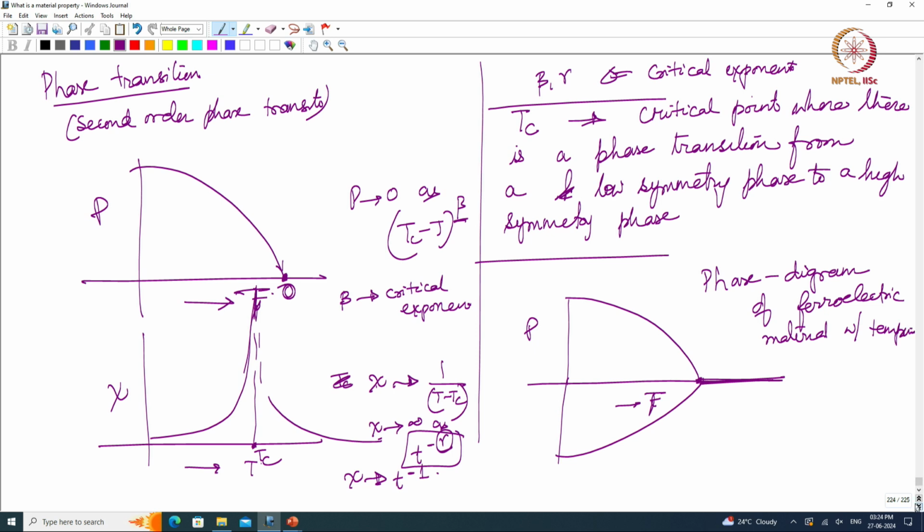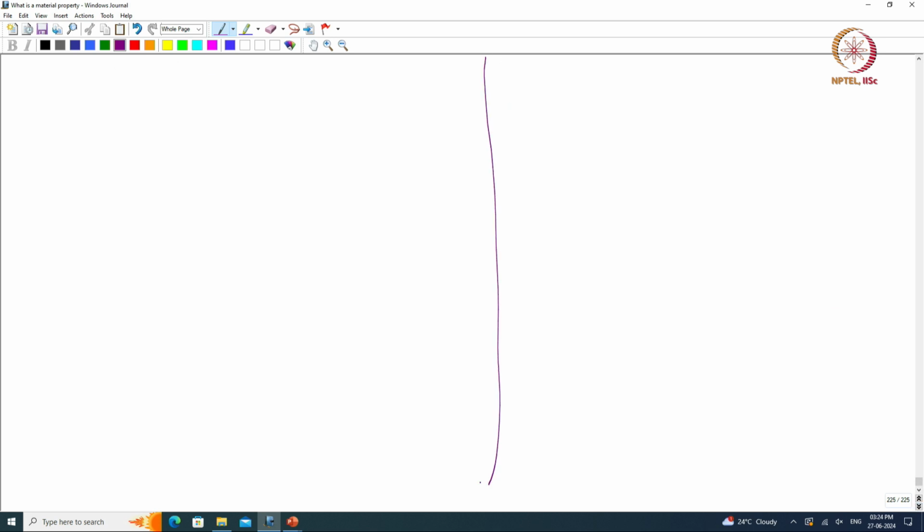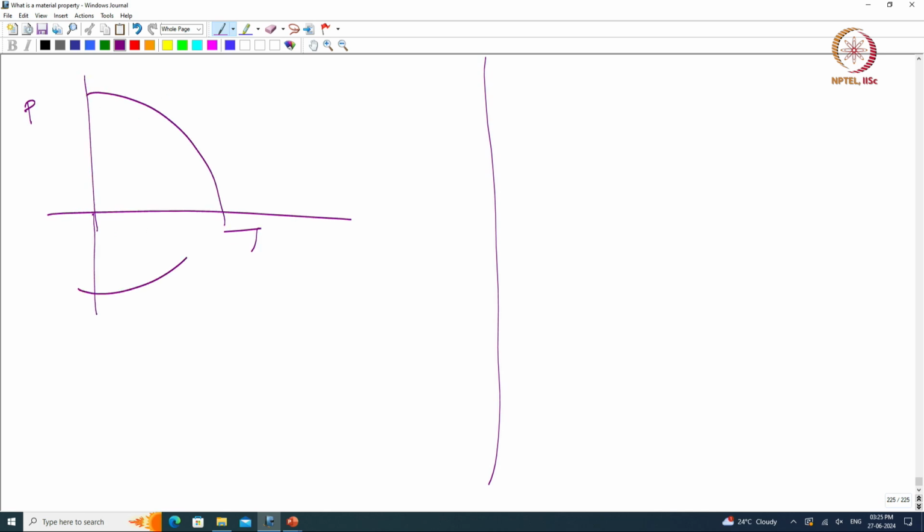Okay. Now, you can also ask the question, what will happen to polarization? So, this is P versus T, and P versus T goes somewhat like this. But there is another hidden variable here, which is the electric field. I can also apply an electric field and change the polarization. So, electric field can also change the polarization.